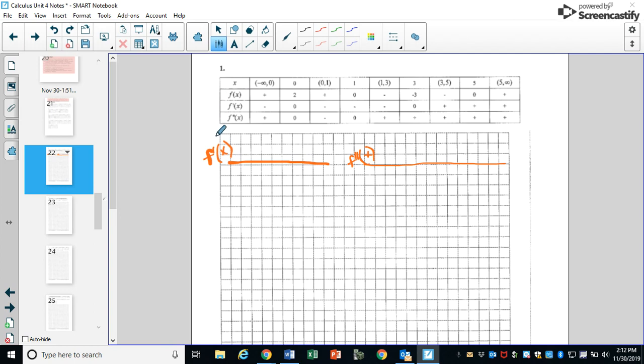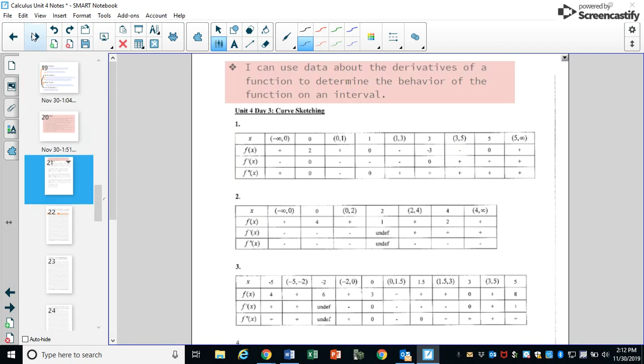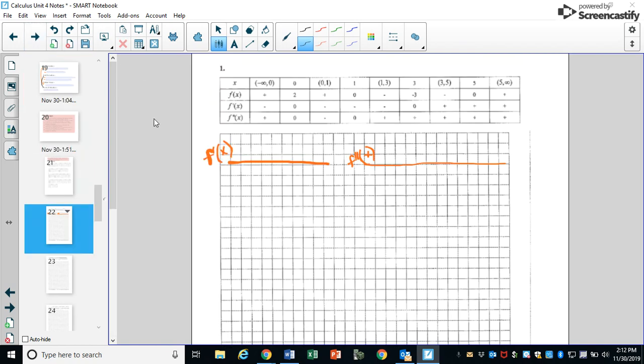Alrighty, let's start with the first derivative. Okay, so of our two important points, critical points and points of inflection, we need to remember which goes with which. So actually, let's go back here. As a reminder, first derivative goes with the critical value, and the second derivative goes with the point of inflection. Okay, so just a quick reminder, I should have gone over that at the beginning, but that's okay.